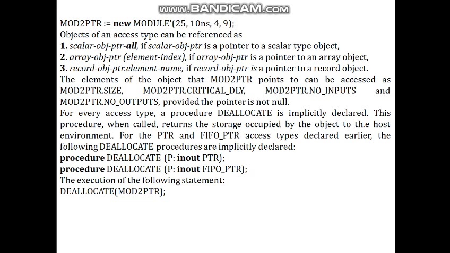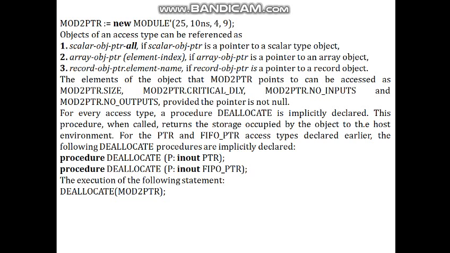The elements of the object that mod2_ptr points to are accessed as in mod2_ptr.size, mod2_ptr.critical_dly, mod2_ptr.numbers_input, and mod2_ptr.numbers_output. This is provided the pointer is not null.